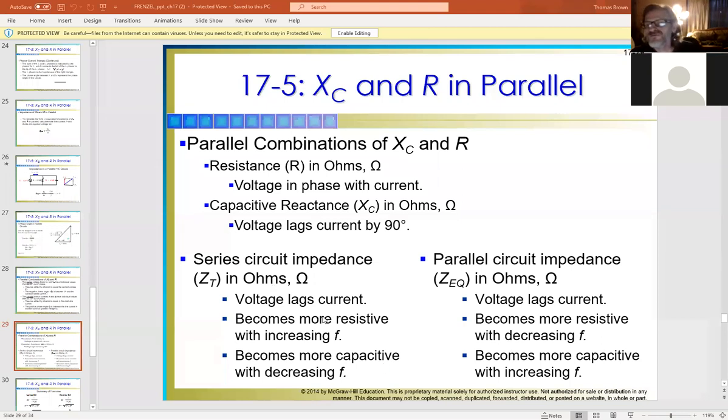Now let's see if that's true for parallel legs. Well, in parallel legs, voltage lags the current. That's the same. Becomes more resistive with decreasing frequency. Oh, look at that. That's a slight variance. In fact, it's the opposite reaction, isn't it? And then it becomes more capacitive with an increasing frequency. So one thing is the same, but as far as where that phase angle would be, it's an inverse, if you will. And that's because of the way the math is from the parallel to the series.